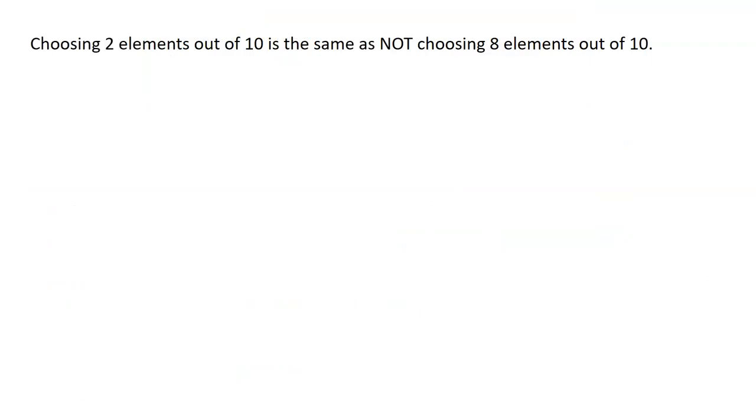If we choose 2 elements out of 10, that's the same as not choosing 8 elements out of 10. So we have this equivalence here that n choose r is equal to n choose n minus r. It's symmetric.